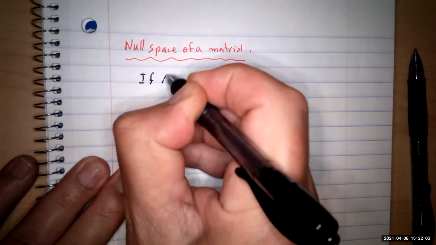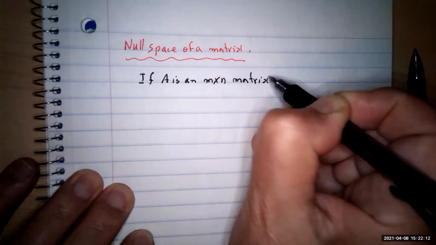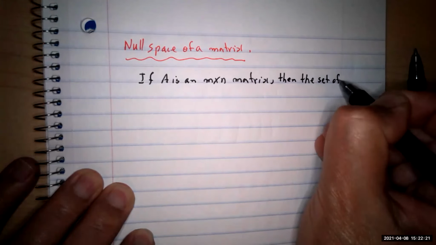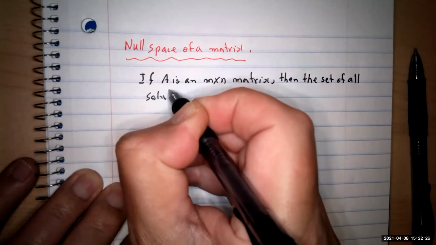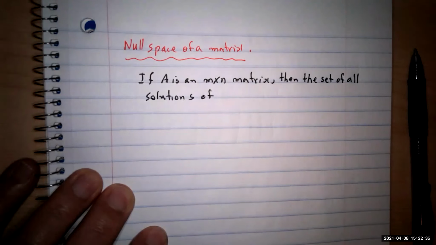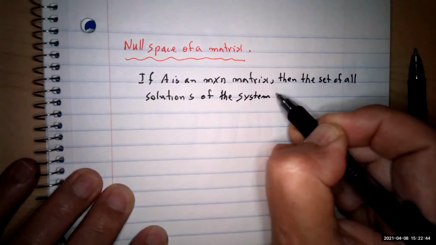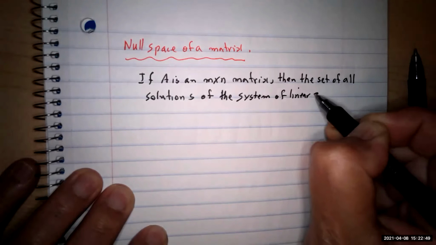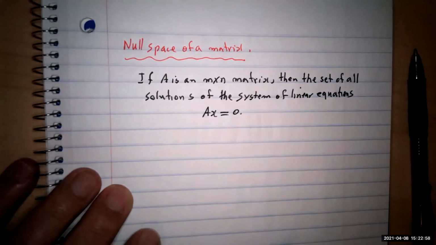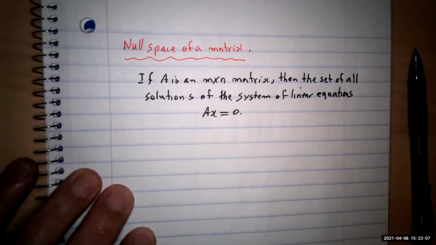There you are. If A is going to be an M by N matrix, then the set of all solutions of this equation, of the system of linear equations, A times X equal to 0, like in algebra f of x equal to 0. This is A times x. So if A is the set of all the solutions, it's going to be a subspace.